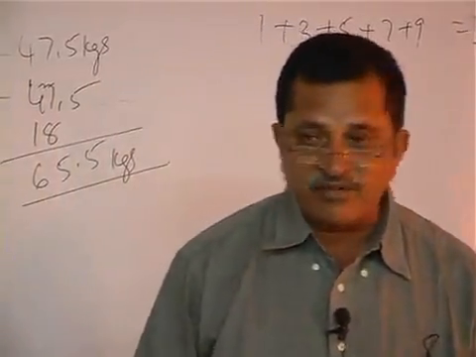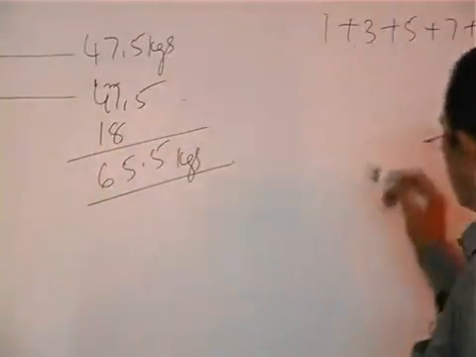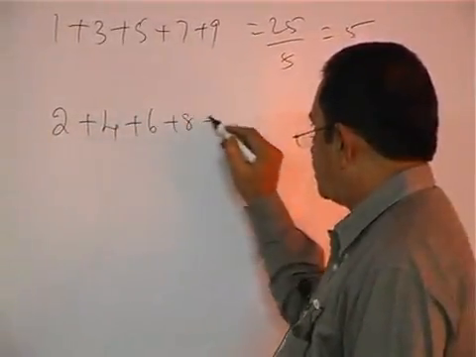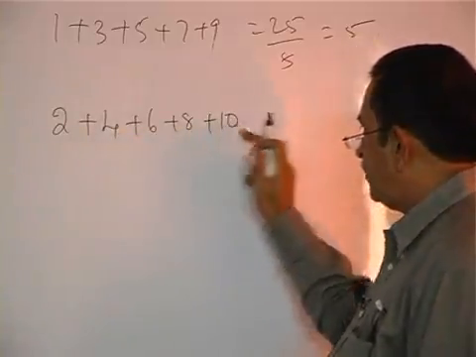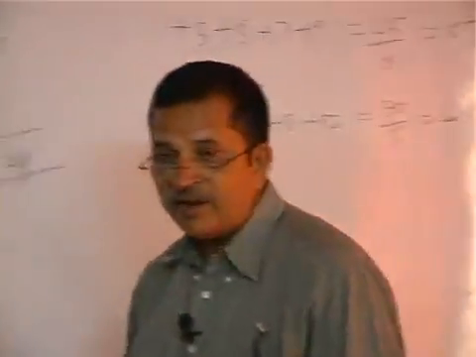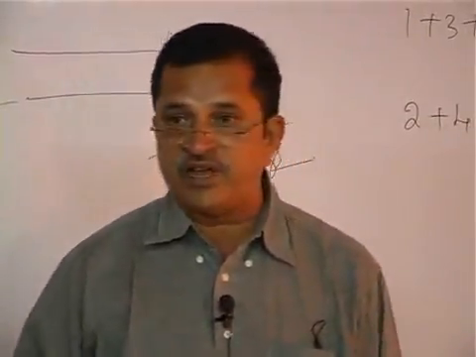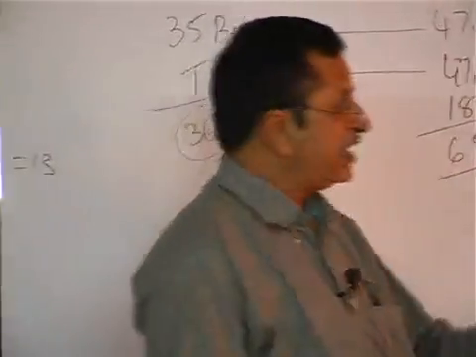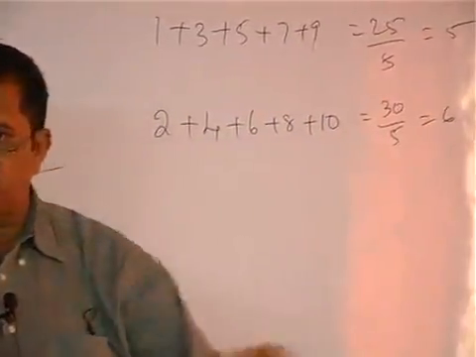What is the average of the first 25 even numbers? Again, if you don't know, write down 2 plus 4 plus 6 plus 8 plus 10. 2 plus 4, 6, 6 plus 6, 12 plus 8, 20 plus 10, 30. 30 by 5 means 6. Average of the first 5 even numbers is 6, means the average of the first 25 even numbers is 26. So if you don't know, just take a small example and derive. From that you can generate a general rule.